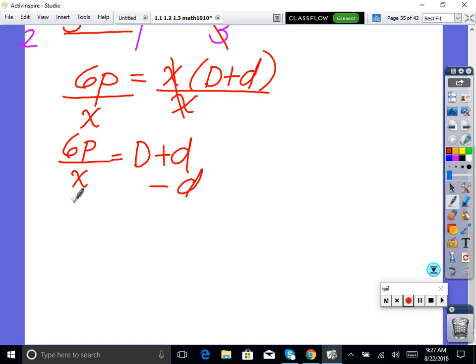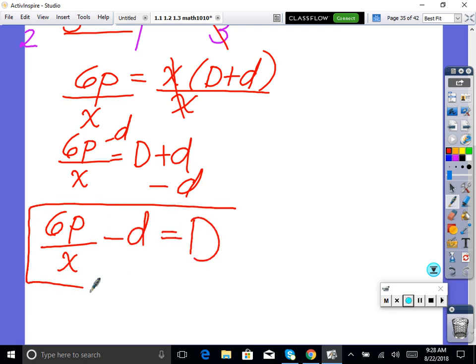Everybody, can I put that up here with this? No, it wasn't divided by x. That would be bad. So we have 6p over x. Out here we were then subtracting d, and that's equal to big D. Done. Not bad. That's just algebra.